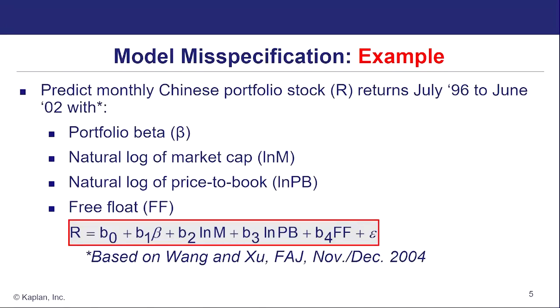So these are the 4 X variables that were included. Remember, the Y variable is Chinese stock returns. They specified a portfolio, and this data was collected monthly, and they included 4 X variables. And so here is your model. All right, now let's see what kinds of misspecifications could have occurred. We'll look at all 4 types.